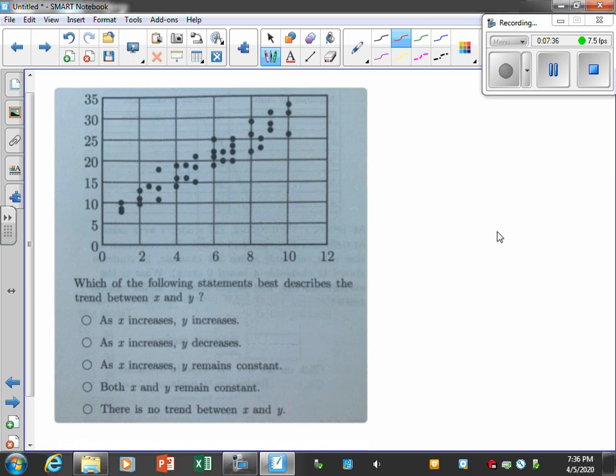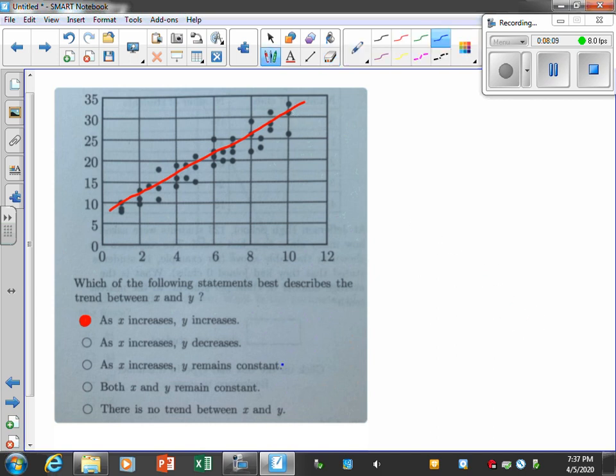Which of the following statements best describes the trend between X and Y? If you drew a line of best fit, you can see it's increasing. As you move along the function going left to right, as your X values go up, your Y values are going up as well. So as X increases, Y increases. That one's easy. For as X increases, Y decreases, that would be a line that looks like this. That would be option B.